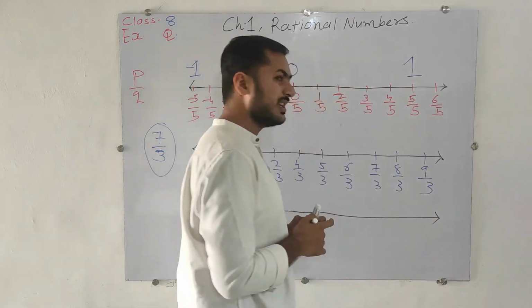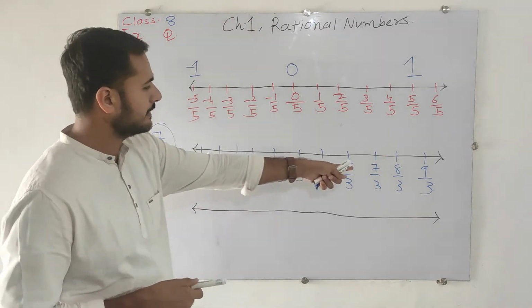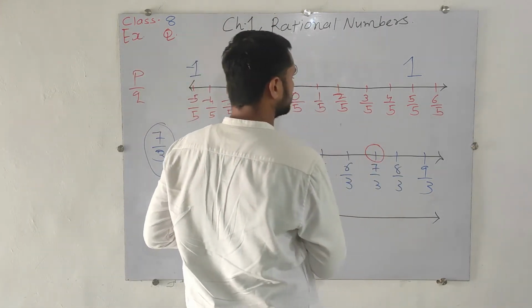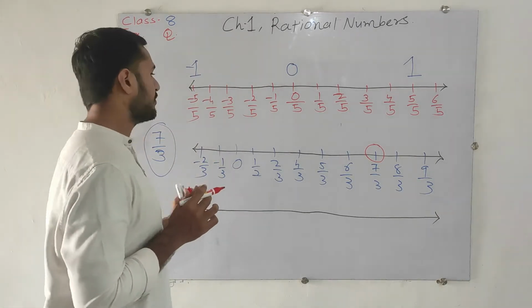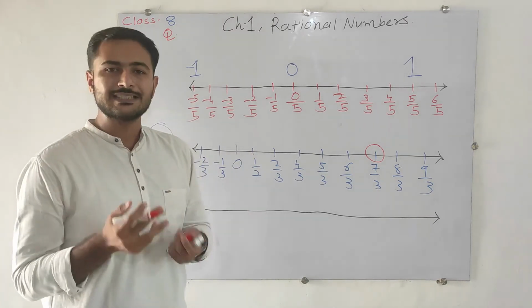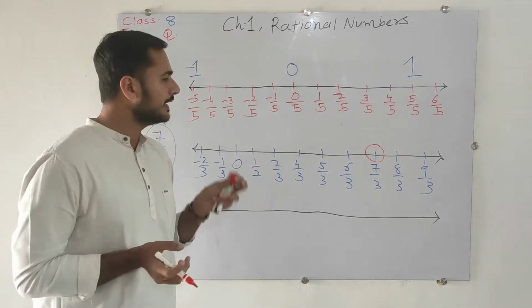Now just find out 7 by 3 on the number line. Where is that? Here is 7 by 3. So I am going to draw a circle on that. So here the representation of 7 by 3 on the number line is completed. So this is how we can represent particular rational numbers on the number line.